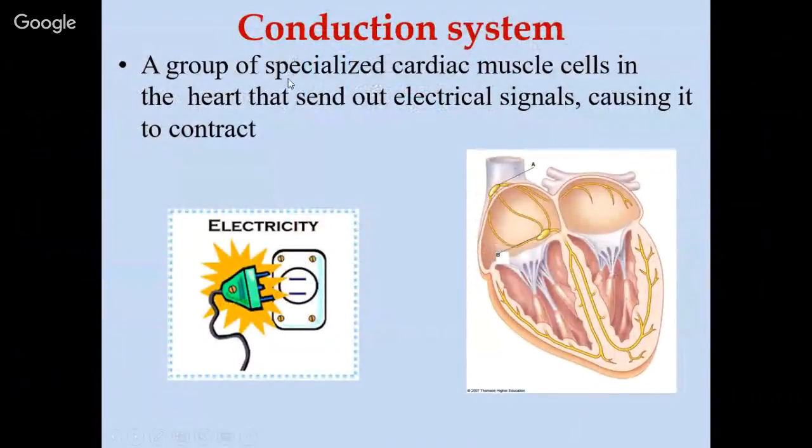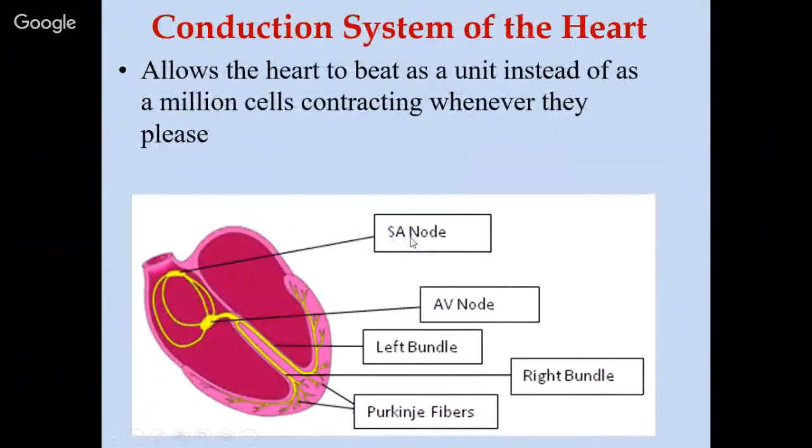Conduction system: a group of specialized cardiac muscle cells in the heart that send electrical signals causing contractions. So you have the SA node up here at the top. SA node starts it all. This is where it starts. It comes from the brain, but this is where it starts in the heart. And then it goes to the AV node. The AV node is the atrioventricular node.